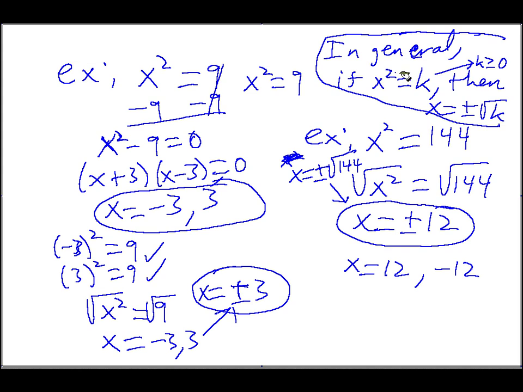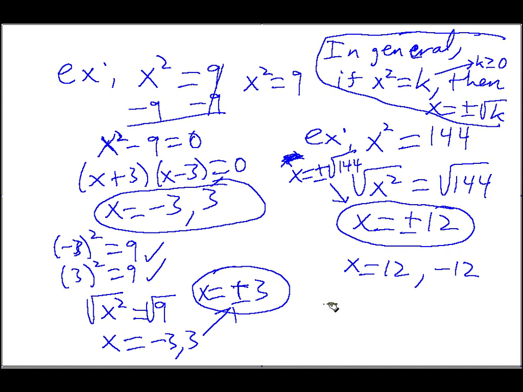All right. So again, if you have a perfect square, such as x squared, equal to a non-negative number, either 0 or bigger, that is, right? So let's call it a positive number. Then x is equal to what? Plus or minus the square root of that number.